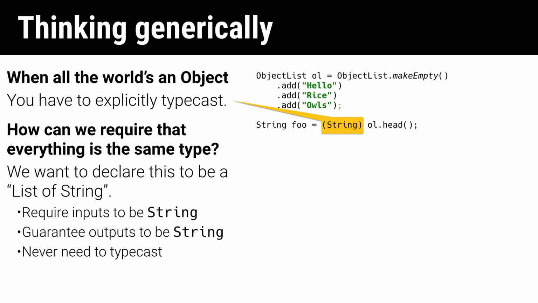When all the world's an object, when you know that something is not just an object, but it might be a specific kind of object, you have to do these typecasts. So even though I know this is a list of strings that has hello, rice, owls in it, I still have to cast the resulting thing from saying, give me the head of the list. I have to cast it from an object to a string. These typecasts are ugly. We don't like ugly, because we know it's lists of strings, so how can we make it do the work for us? We want to be able to say this isn't just a list of object, it's a list of string.